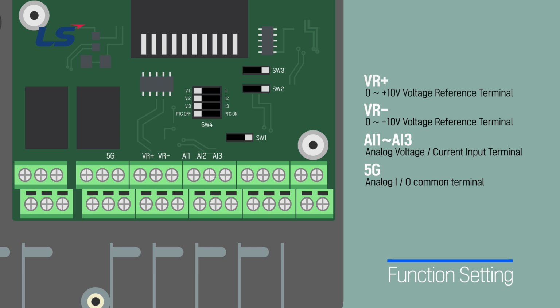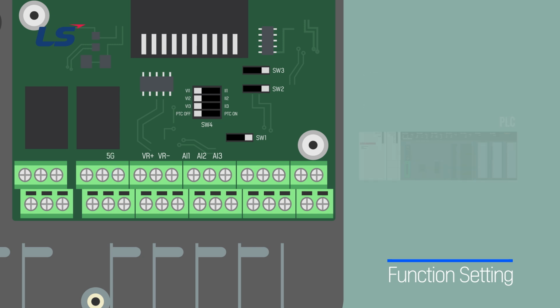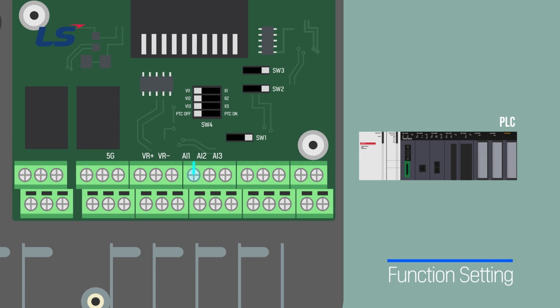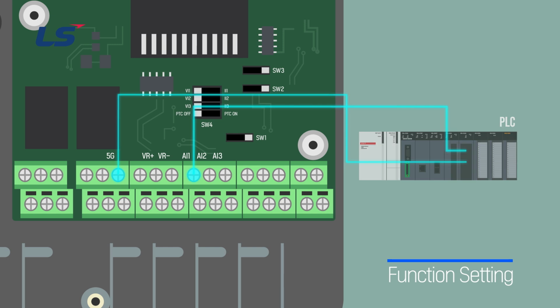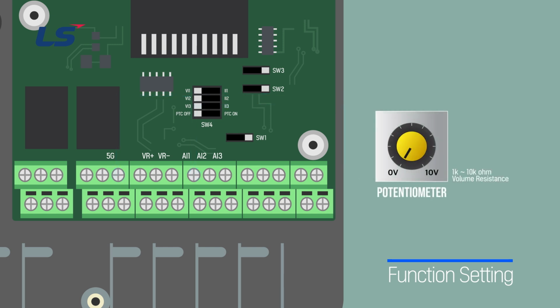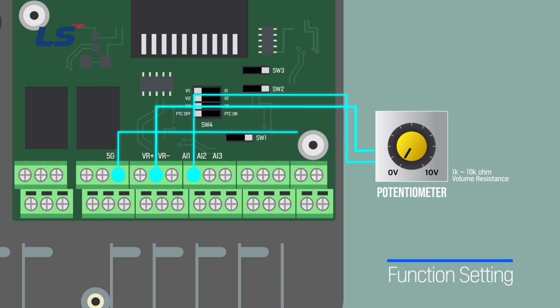The VR+ terminal is for 0 to 10 volt output. The VR- terminal is for 0 to minus 10 volt output. And AI1 to AI3 are terminals for analog voltage or current input, with 5G being a common terminal for analog input and output. When inputting the output voltage of an external device, you only need to wire it to AI1 and the 5G terminal. If using the inverter's internal power supply, you should wire a 1 to 10K ohm volume resistor to VR+, AI1, and 5G.